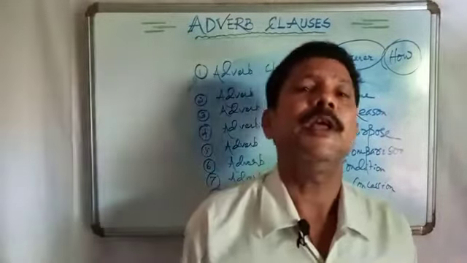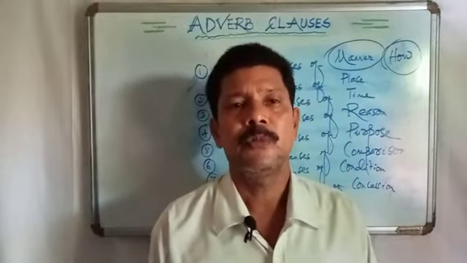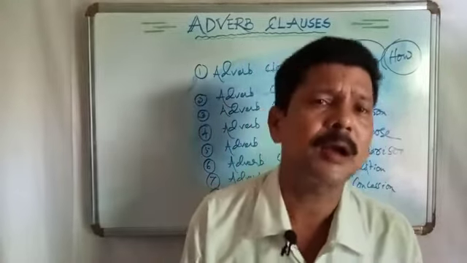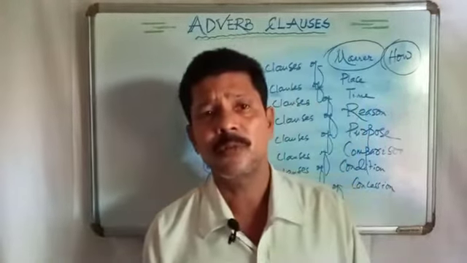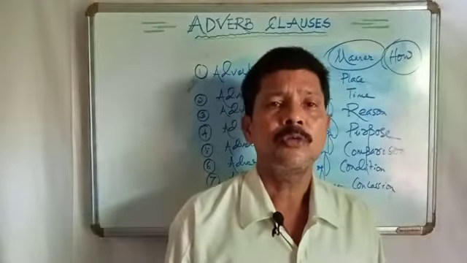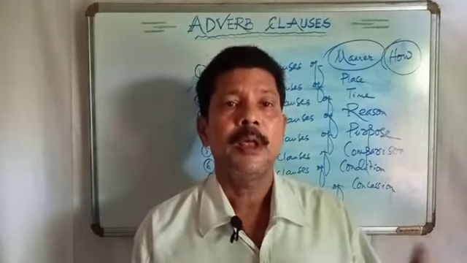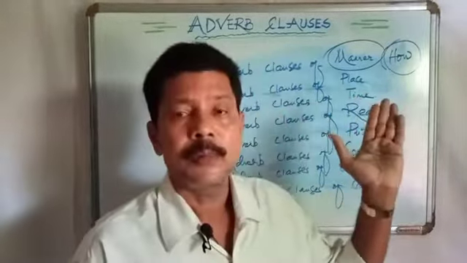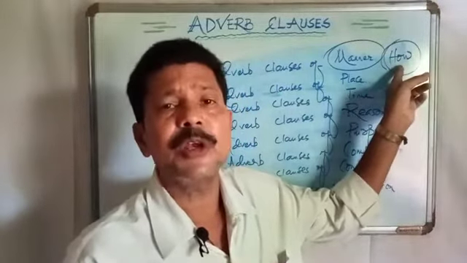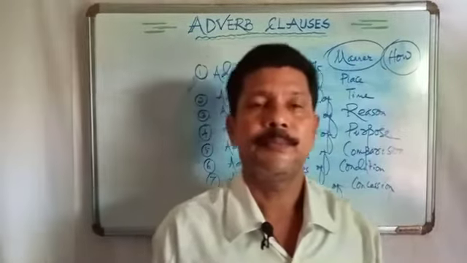he walked slowly. He walked slowly. How did he walk? The answer comes: slowly. So, that is the manner adverb, slowly. So, if we ask a question using how, we get the manner adverb.